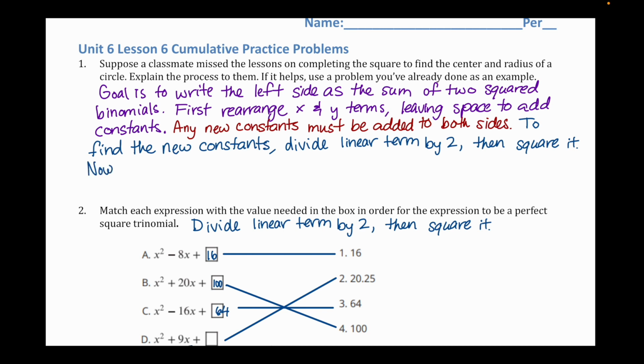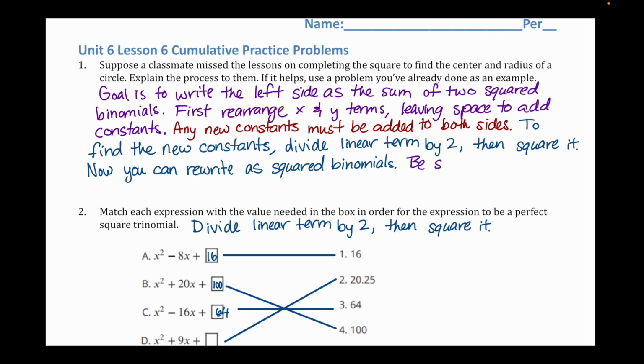All right. Divide the linear term by 2 and then square it. Now, you can rewrite them as squared binomials. And then I'm going to say also be sure to combine all constants on the right side.